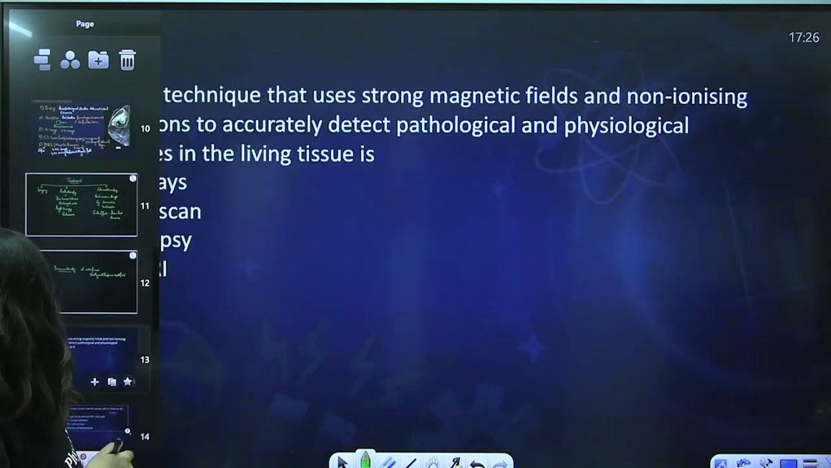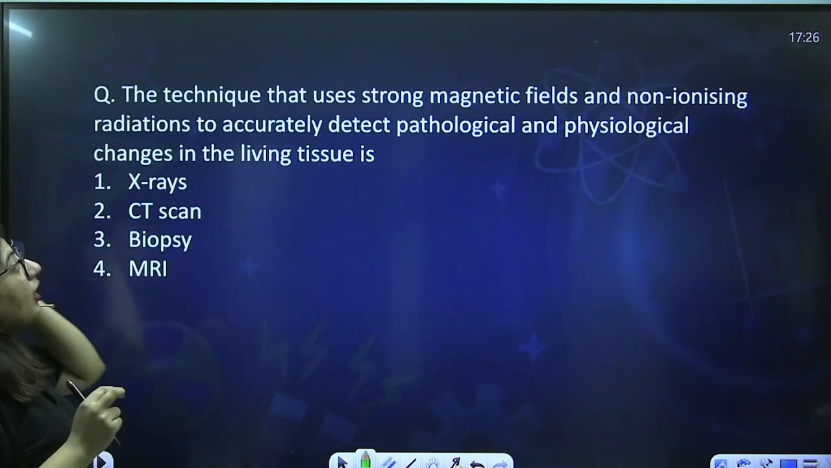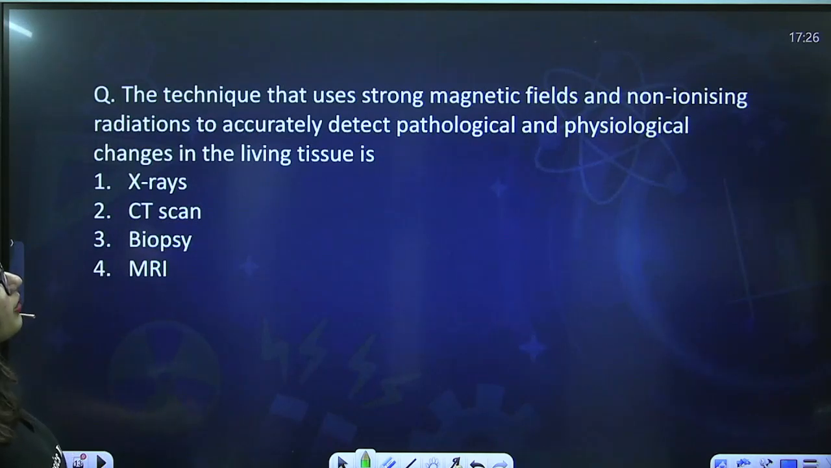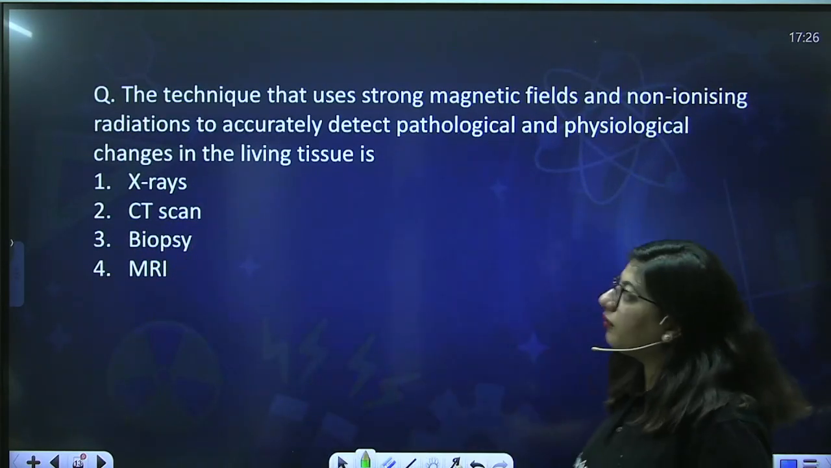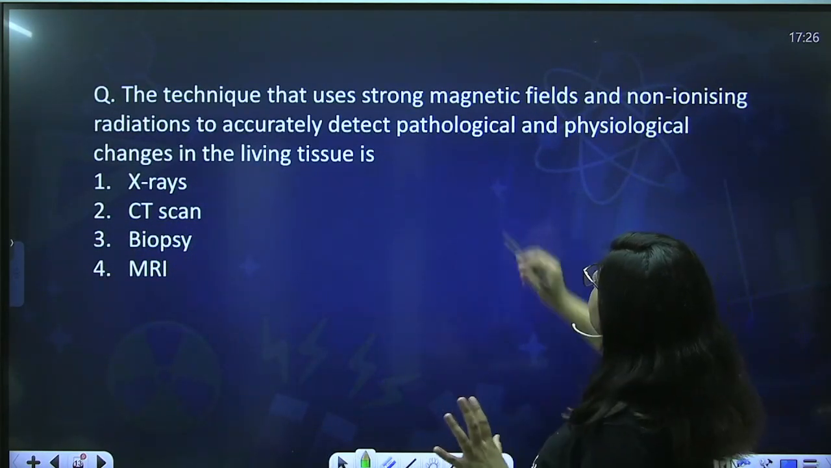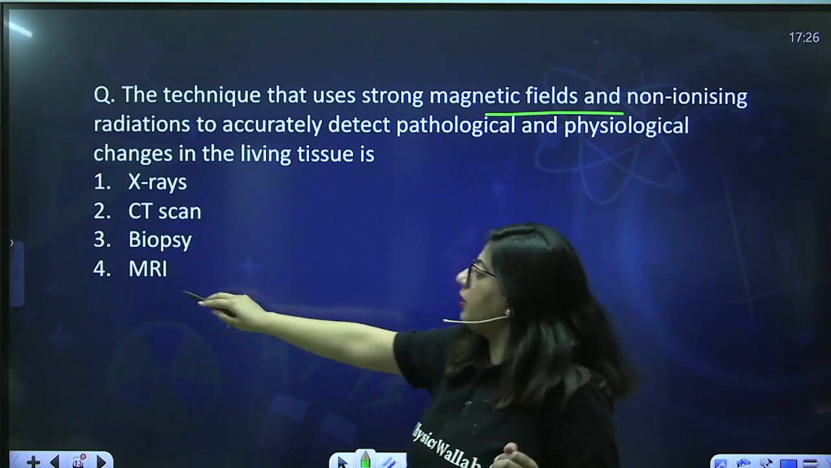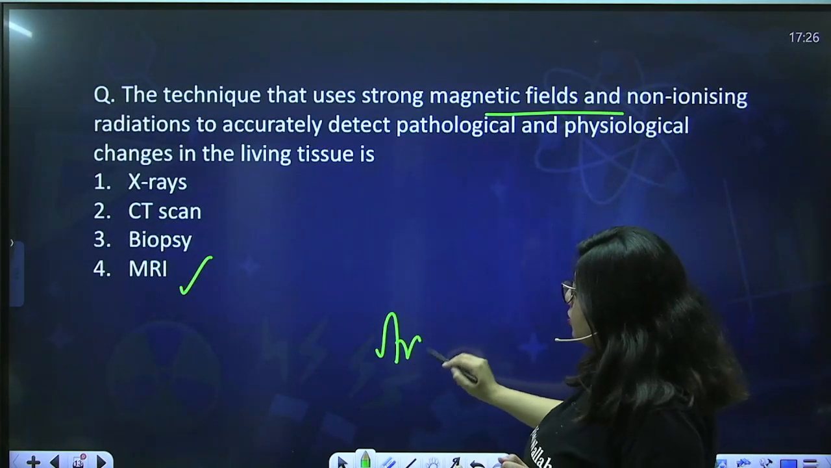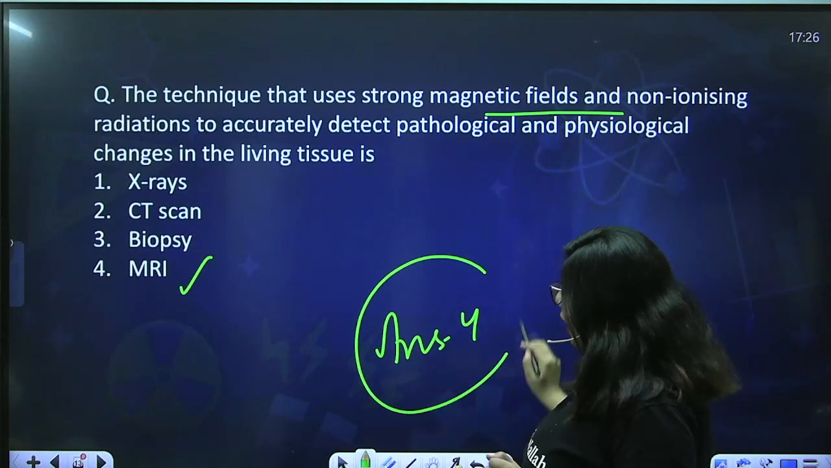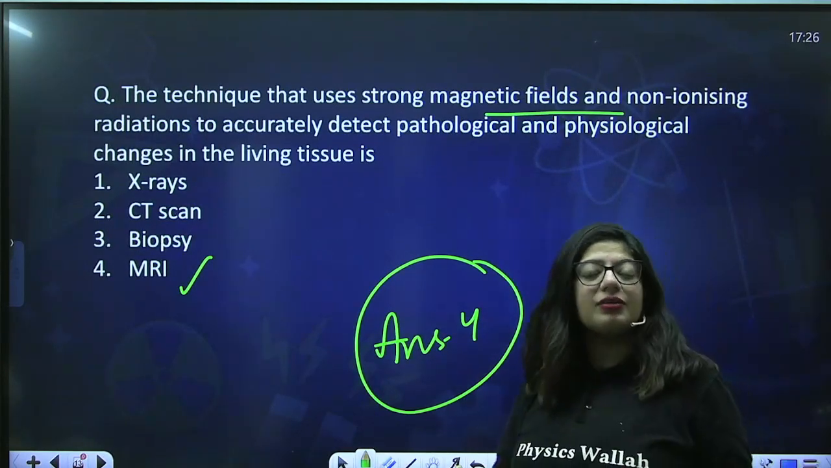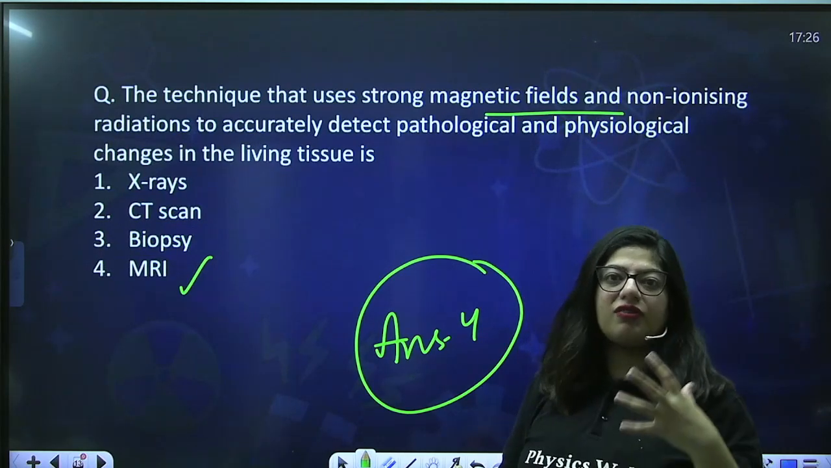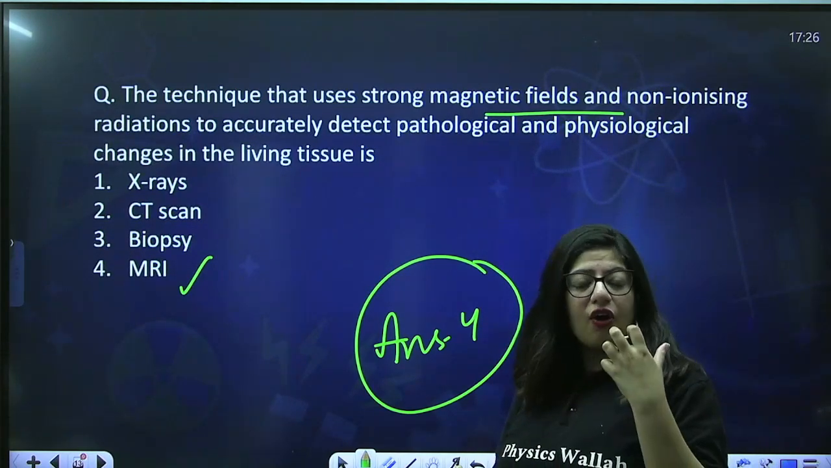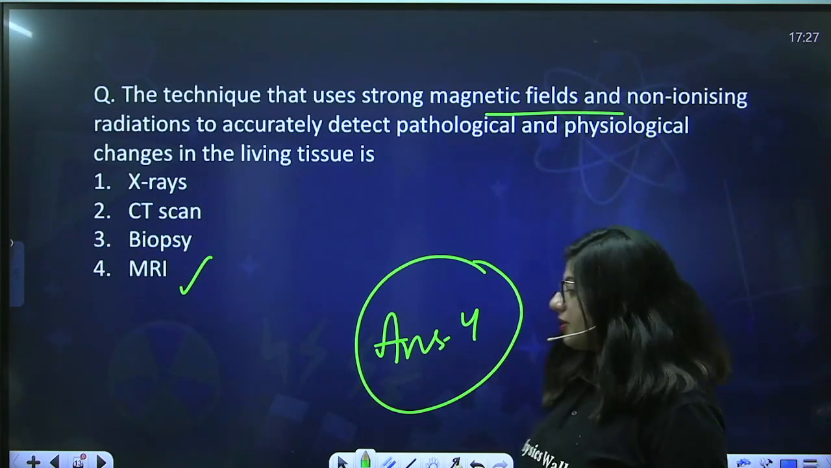Now let's talk about some questions and solve them. The technique that uses a strong magnetic field and non-ionizing radiation to accurately detect pathological and physiological changes in the living tissue is... One of the things is that a magnetic field is used. Simple. The answer is MRI. In MRI, we use non-ionizing radiation and the magnetic field so that we can see the 3D image and know the exact location of the cancer.